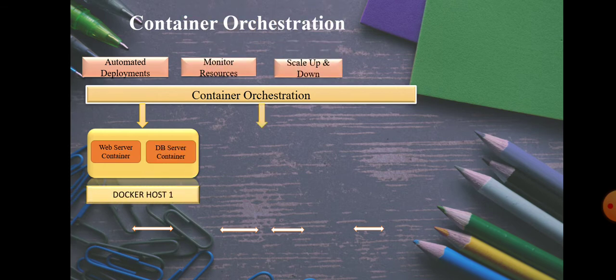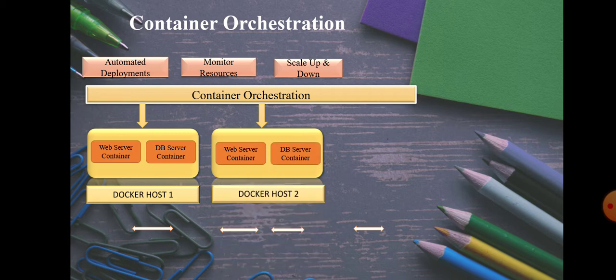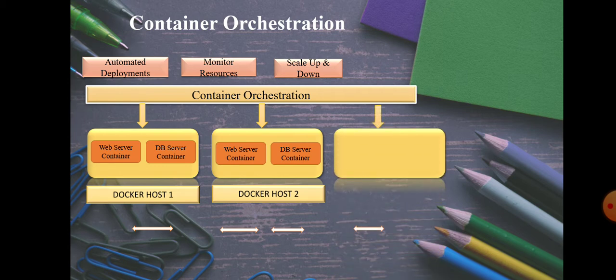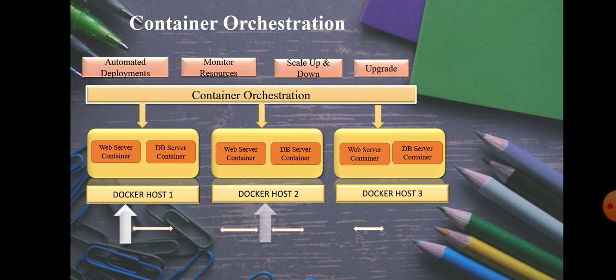Suppose, say, your container is down. It tries to bring back the containers in an automated manner. Also, the container orchestration engine automatically scales up and scales down your containers whenever the load increases or decreases. Also, it helps in upgrading your environment from one version to another version.